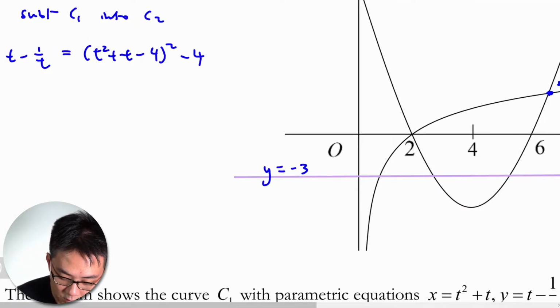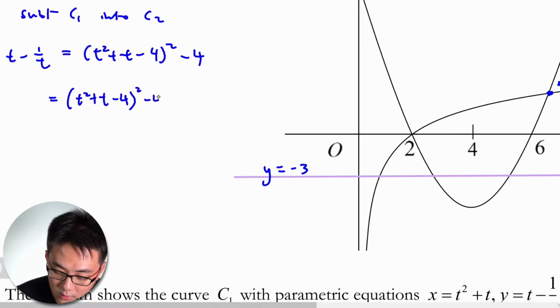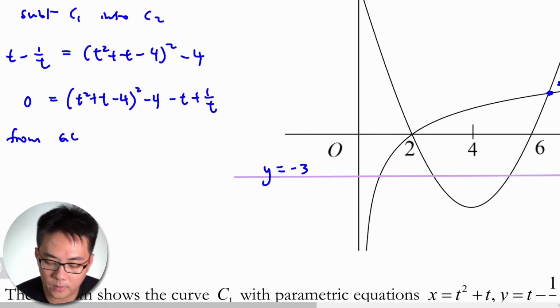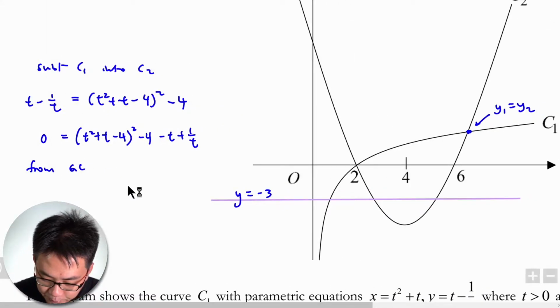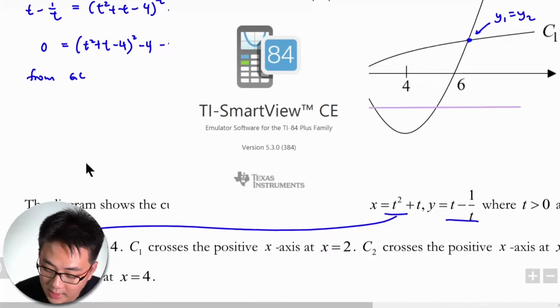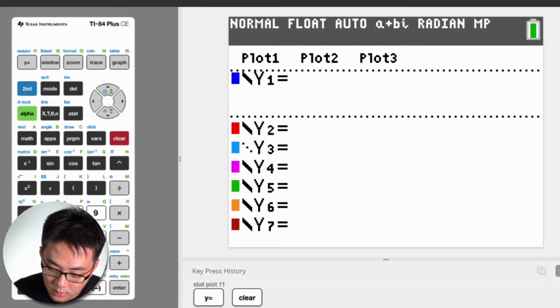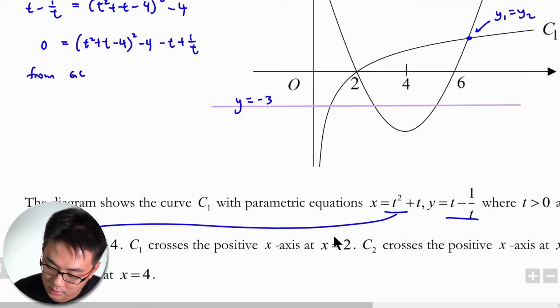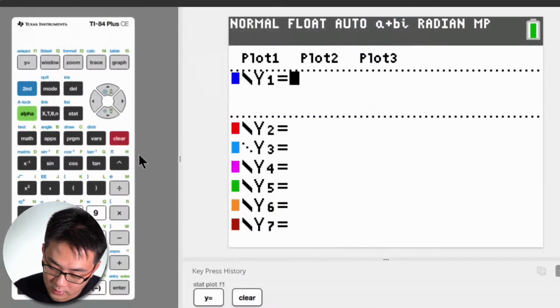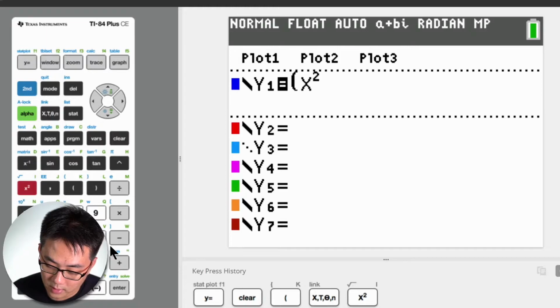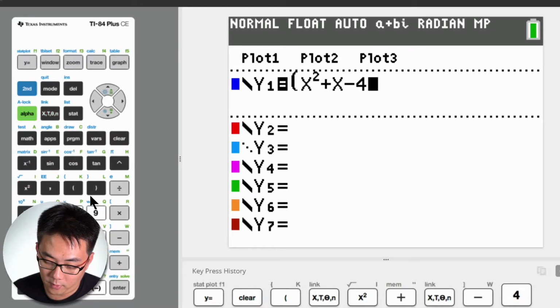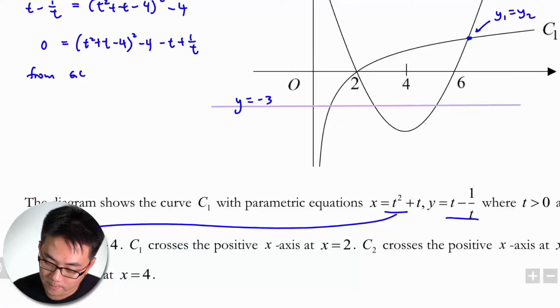Do you need to really solve this? No, you could just use the GC and solve for the root. Okay, you don't need to solve. Just key this inside calculator from GC, solve it. Okay, don't need to really go and solve all these things because you're asked to use the GC. So I just want to find the intersection point there. So what I'm going to do is actually I'm going to key in this expression here, which is (t square plus t minus 4) square. Just make sure everything is okay.